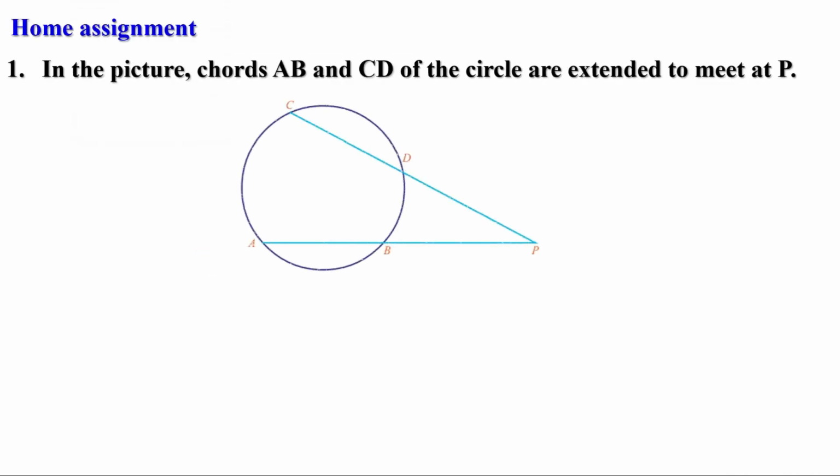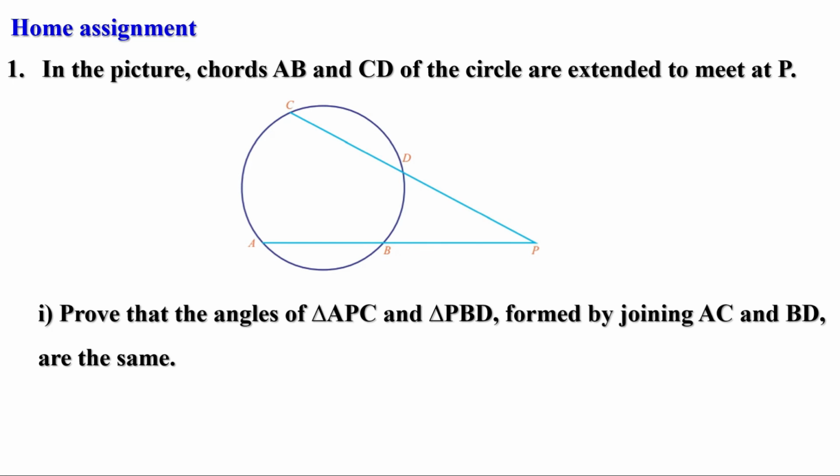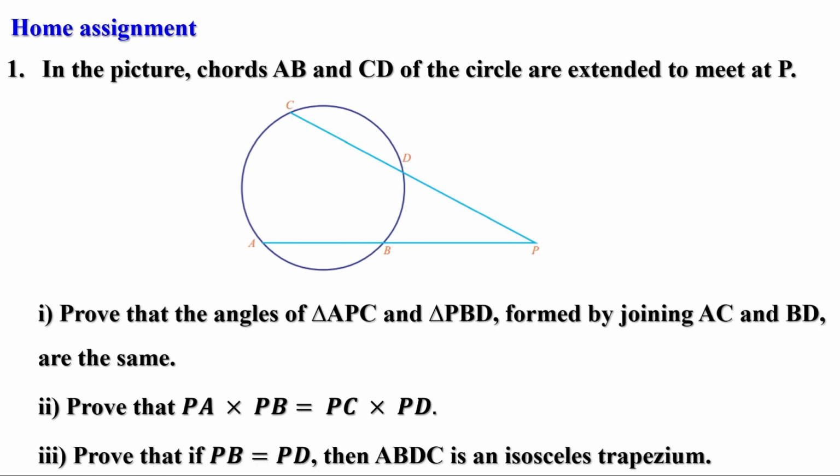Now there is a homework. In the picture, chords AB and CD of the circle are extended to meet at P. Prove that the angles of triangles APC and PBD formed by joining AC and BD are the same. Prove that PA into PB equals PC into PD. Prove that if PB equals PD, then ABDC is an isosceles trapezium.